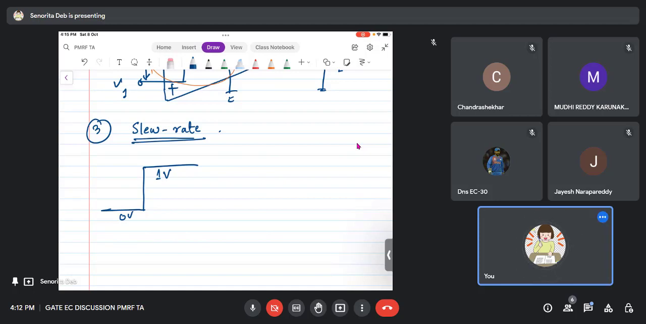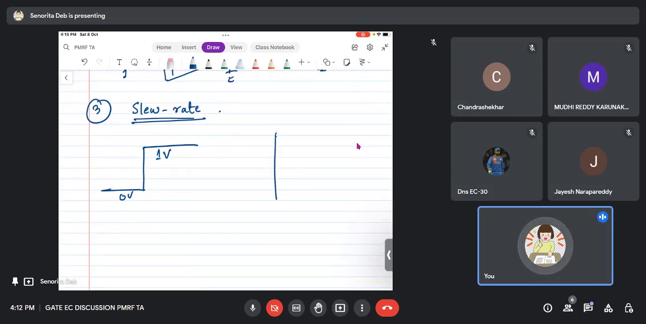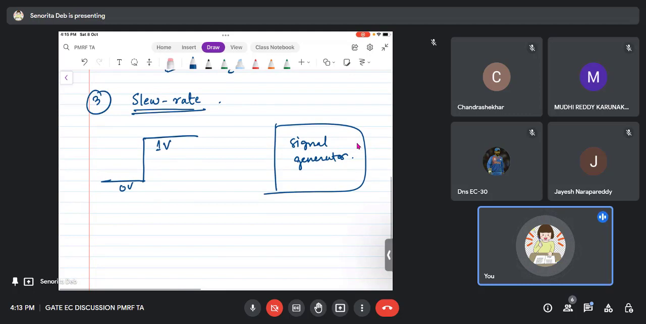You understand? Suppose you're giving the input from a signal generator. There will be a rise time of this input. This one has almost 0 rise time. But suppose it has a rise time of 100 picoseconds. So this is what the change in input is.